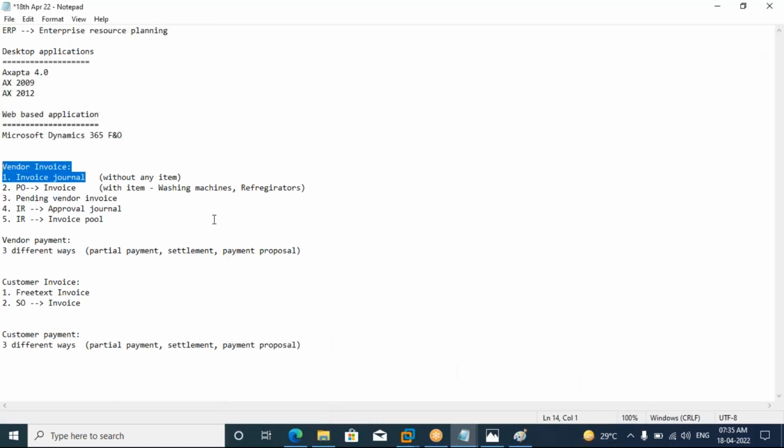First, let us discuss vendor invoice. If it is a vendor invoice, what is going to be debited, what is going to be credited? To understand vendor invoice debits and credits, first you need to understand the golden rules.